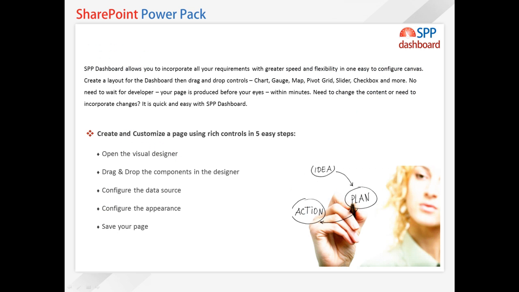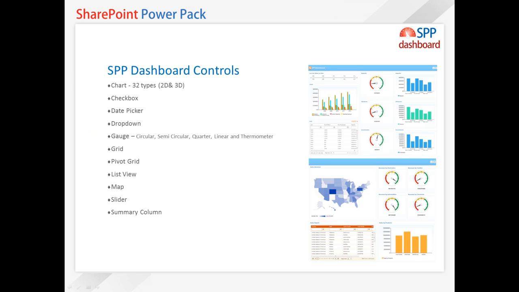You can now create and customize a page with dashboard in 5 easy steps. Open the Visual Designer, drag and drop components in the designer, configure data source, configure appearance, save your page. SPP Dashboard has charts, checkboxes, date picker, drop down, gauge, grid, pivot grid, list view, map, slider, summary column.